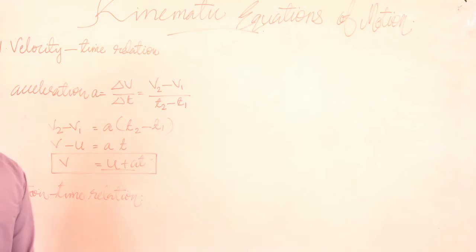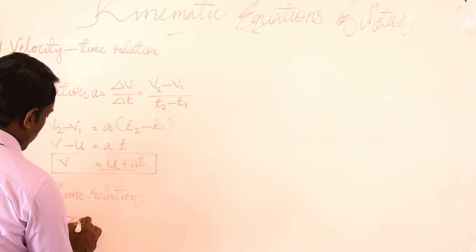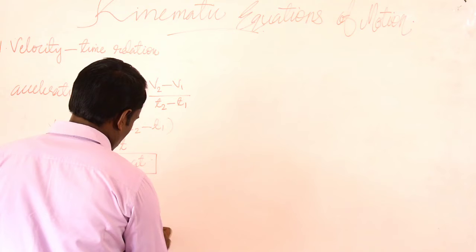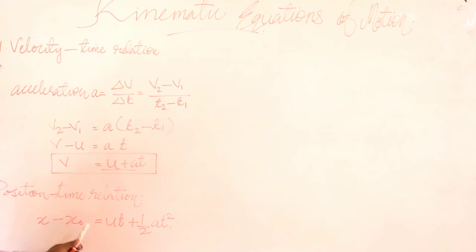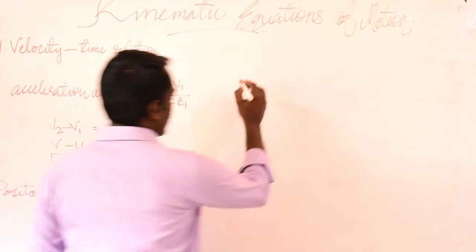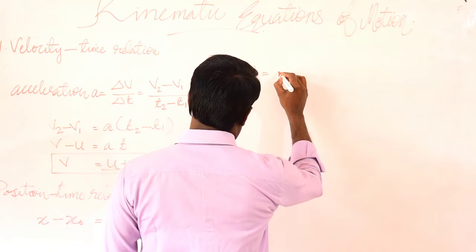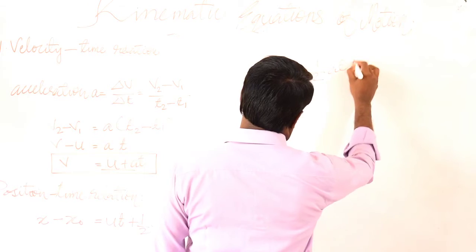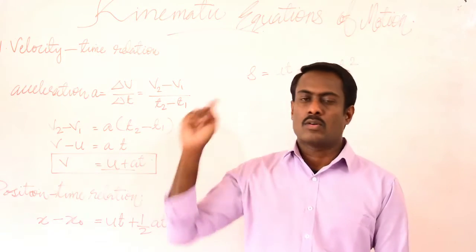Then as per the position time relation, we have x minus x0 is equal to ut plus half at square. Here x minus x0 is the displacement of the object, and the displacement can be denoted by the letter s. Then this equation can be rewritten as s is equal to ut plus half at square. So that is the second equation of motion.